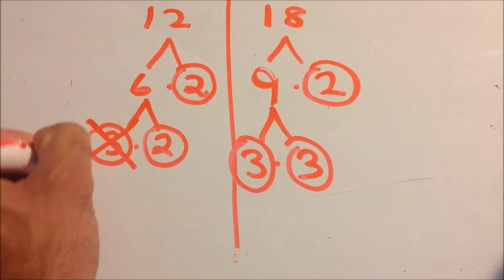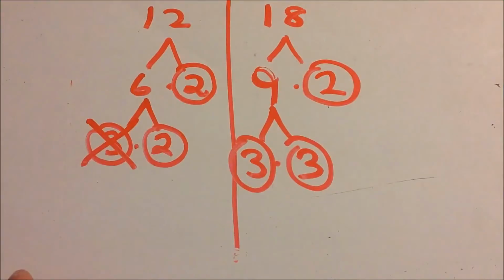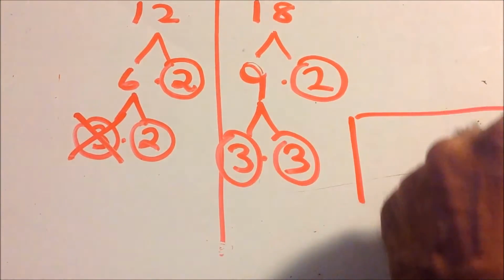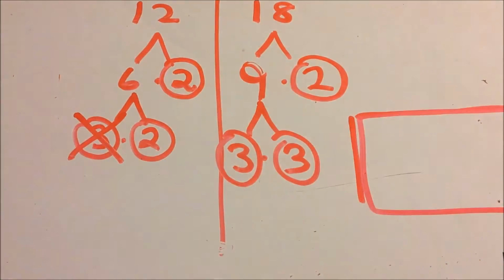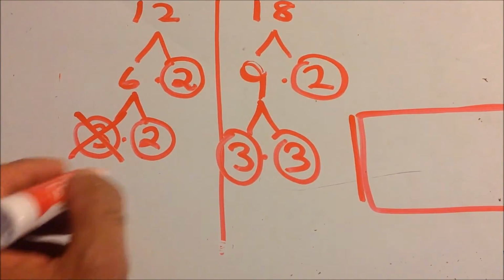So cross out the one that you're not going to use. You're only going to use the two 3's. And one way to make this easy for you is if you create a box of the numbers you're going to keep. A factor box. Right? I'll put it over here actually.